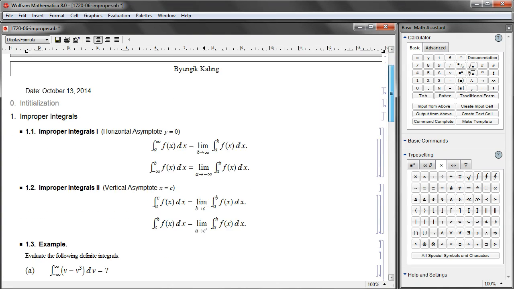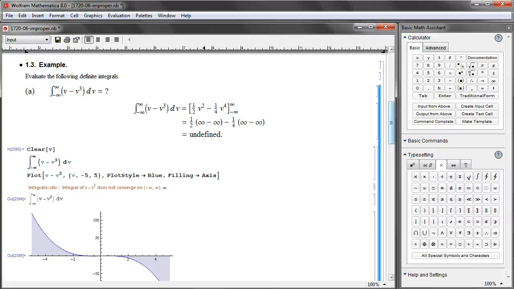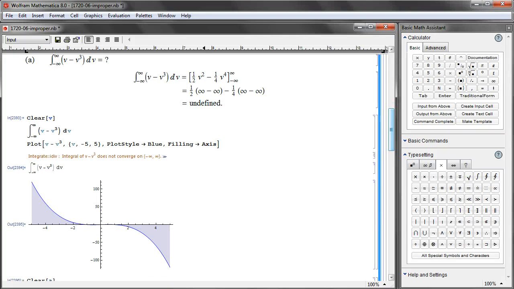Let's go ahead with an example and let's see. Example A is a non-example, to tell the truth: negative infinity to infinity of x minus x cubed. Well, it's actually too simple, to tell the truth. Let's look at the picture here. Does it look like finite area to you? It looks like infinity minus infinity. That's totally invalid.